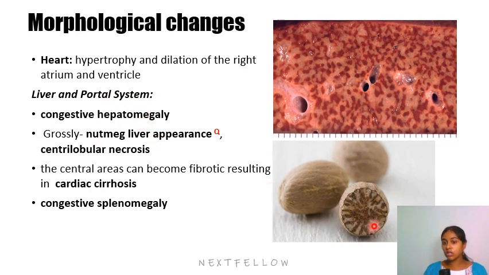So this is a gross image of the nutmeg, and this is a gross image of the liver seen in right-sided heart failure. This is mainly due to congestion of the blood in the pericentral areas with a normal tan appearance of the periportal areas. So in chronic right-sided heart failure, the liver may also undergo fibrosis, which results in cardiac cirrhosis. They can ask a question: cardiac cirrhosis is seen in which side of heart failure? This is seen in right-sided heart failure.